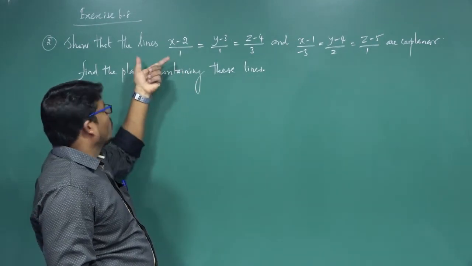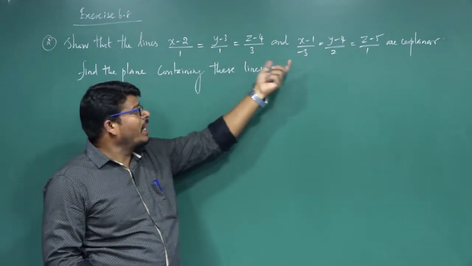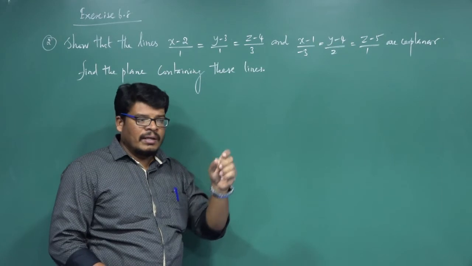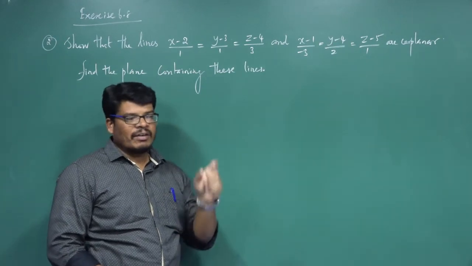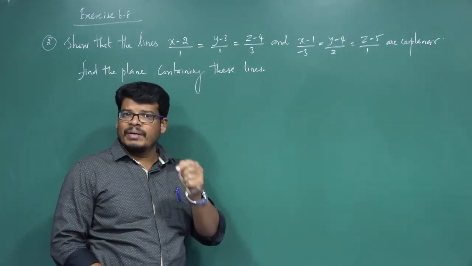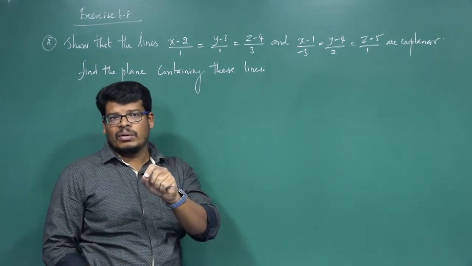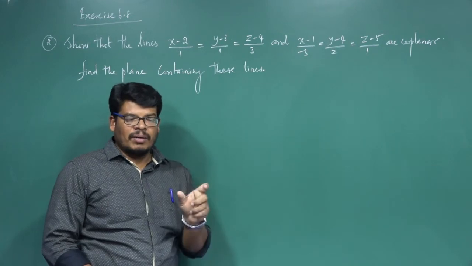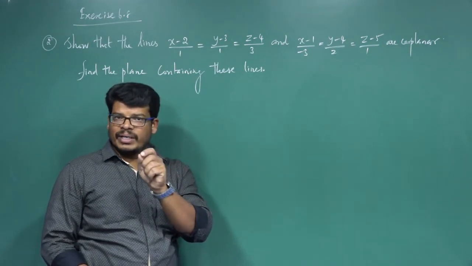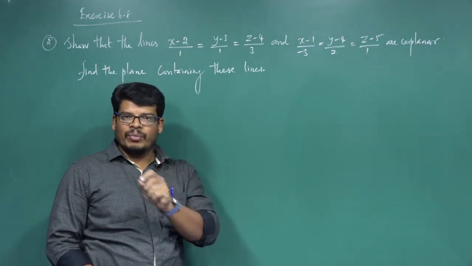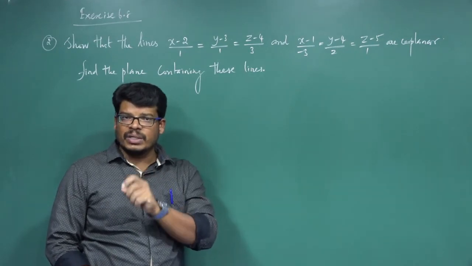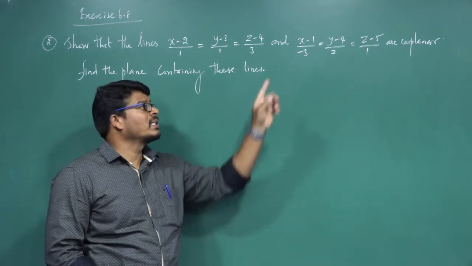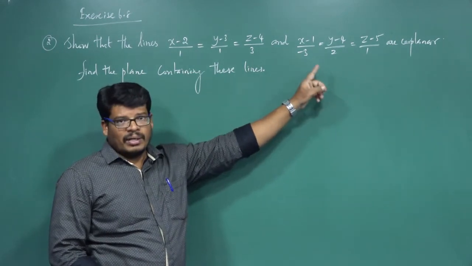First, show that the two given lines are coplanar, using vector form or Cartesian form. Vector form is (c vector minus a vector) dot (b vector cross d vector) equal to 0, given the two lines are coplanar. Cartesian form is the determinant of x2 minus x1, y2 minus y1, z2 minus z1, L1, M1, N1, L2, M2, N2 equal to 0. So first, show the two lines are coplanar.